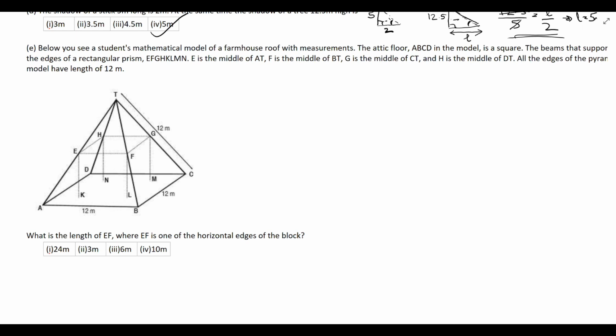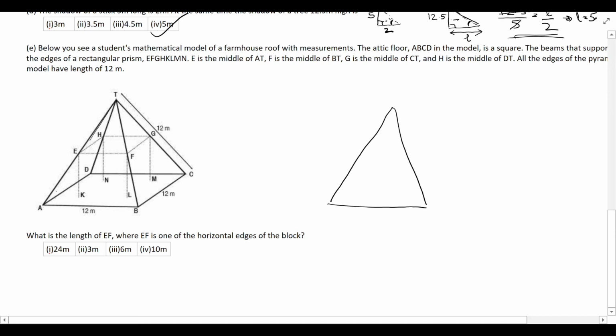Okay, from the main model, it looks complicated. Let's take out one of the triangles. This one, TAB. So this is T, this is A, and this is B. This is EF. We know that EF is parallel to AB. And TB and TA are same, and even AB is same, as all the edges are 12. Therefore, this is 12, this is 12, and this is 12. This is an equilateral triangle. And E and F are midpoints. So this is half, 6 and 6, and this is also 6 and 6.